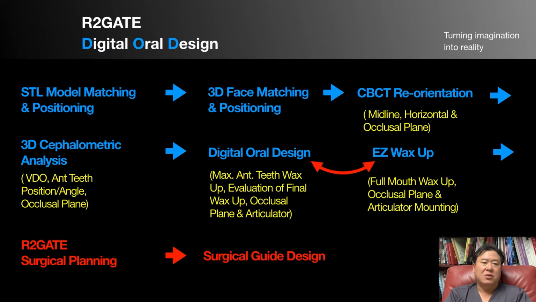We first do the preliminary design of maxillary anterior teeth using 3D facial scan and existing study model. Then the next step is an easy wax up. Here you can do full mouth wax up and it's very easy to do it yourself. It is only a diagnostic wax up and it cannot be used as an actual restoration. But this wax up enables us to communicate with the technician 100%.